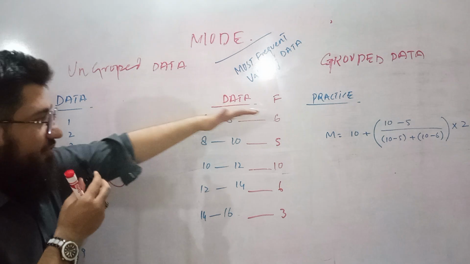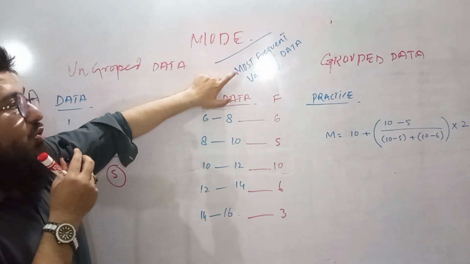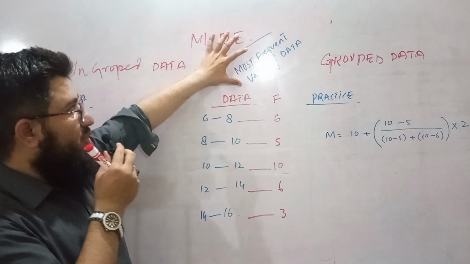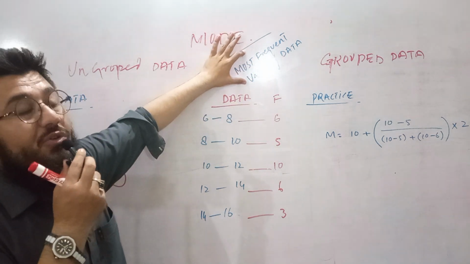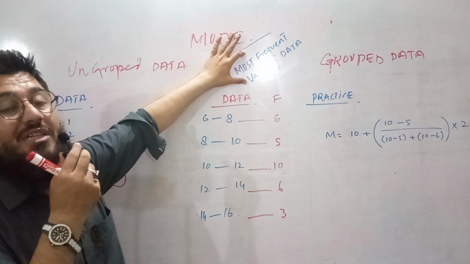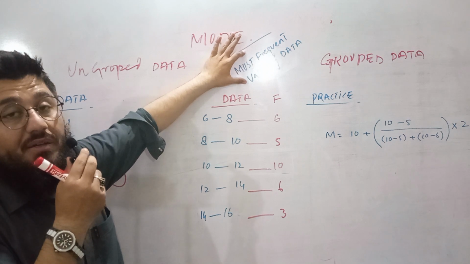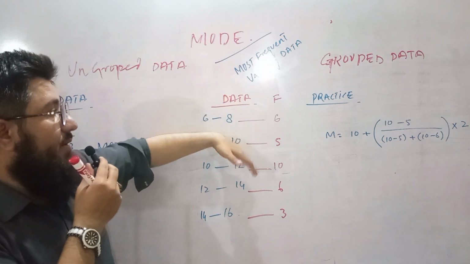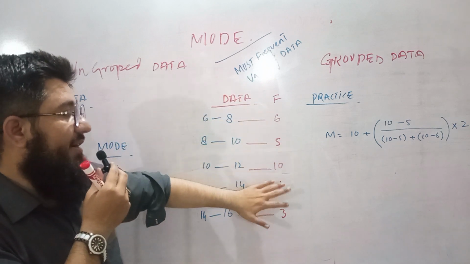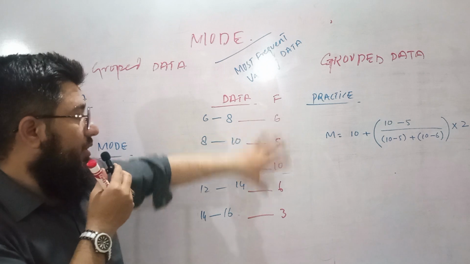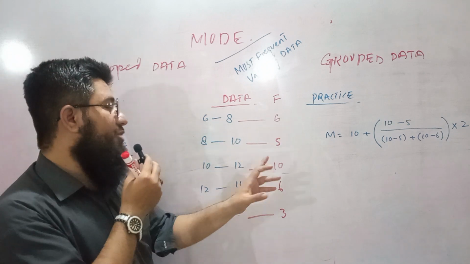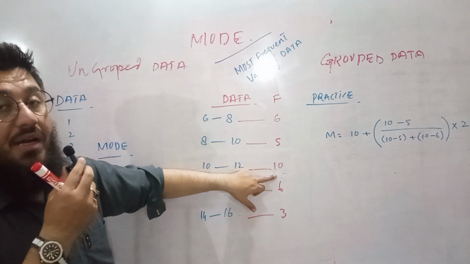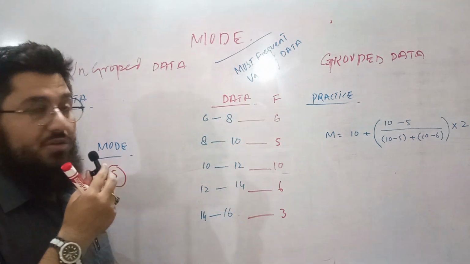We have data, we have frequencies. What is mode? Mode is the most frequent value of the data. So now we have frequency. We will check which frequency has a larger value than the others. If we go through this data, we get the frequencies 6, 5, 10, 6, and 3. In these frequencies, we got 10, which is having a larger number when we compare to the rest of the frequencies.